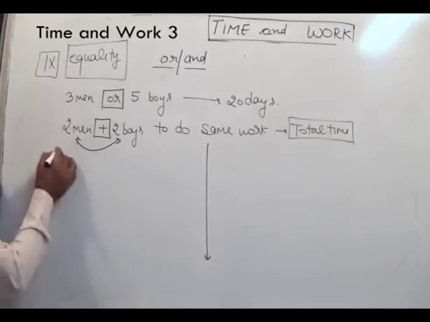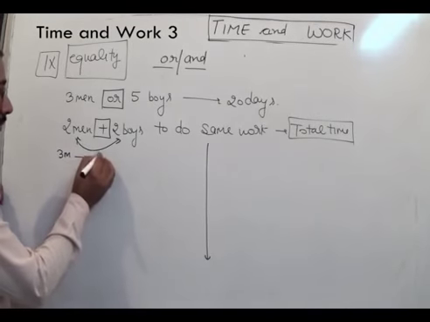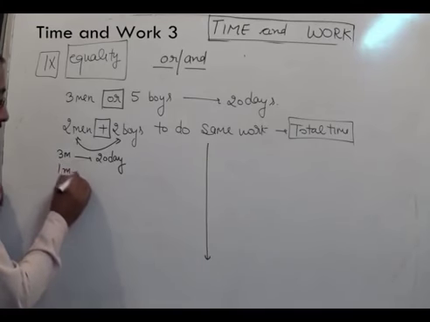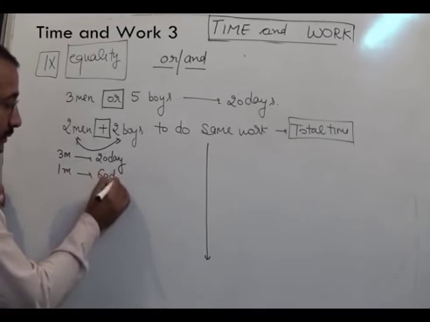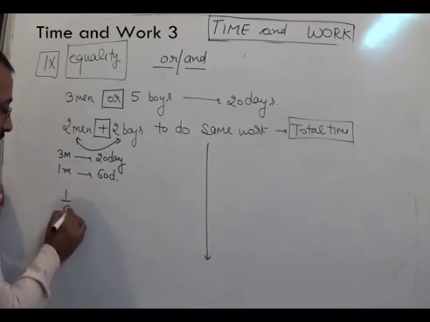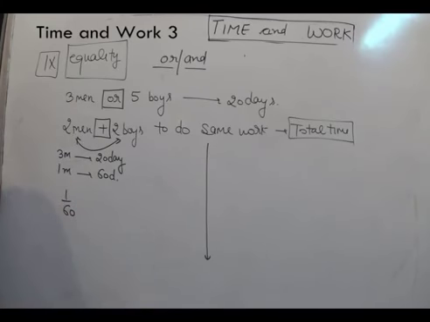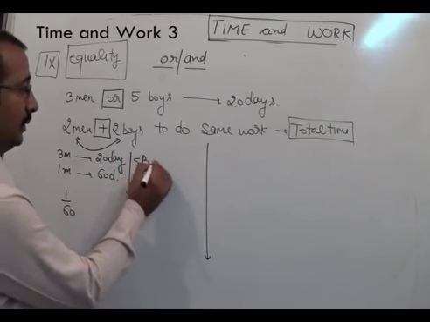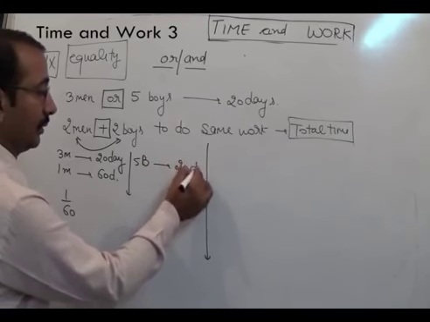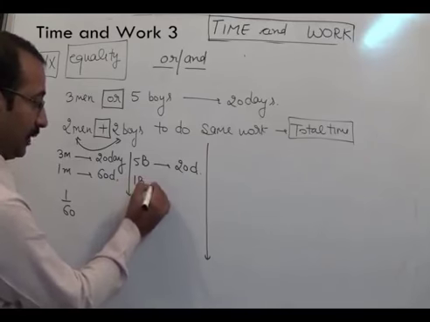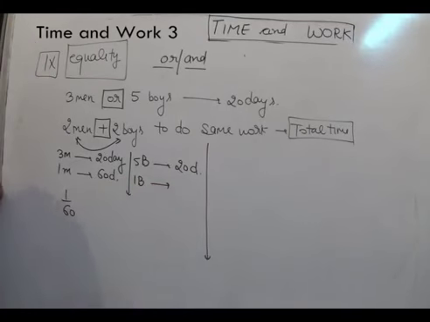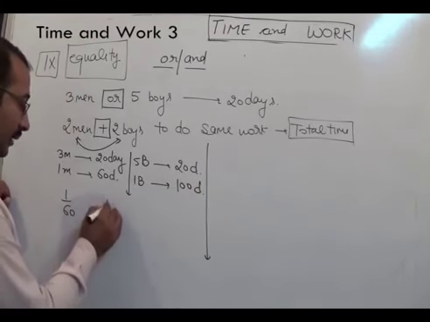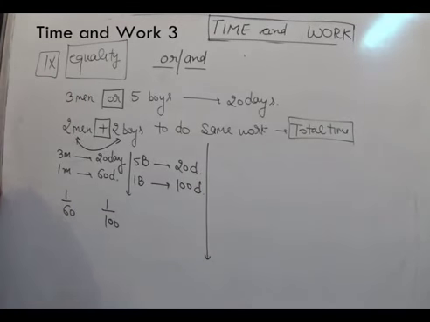If I say 3 men take 20 days to do the work, then if the work has to be done by 1 man, he will take 60 days. And 1 man's 1 day work is 1 by 60. Similarly, 5 boys take 20 days to do the work. It means if 1 boy has to do the work, the time taken would be 100 days. And 1 boy's 1 day work is 1 upon 100.